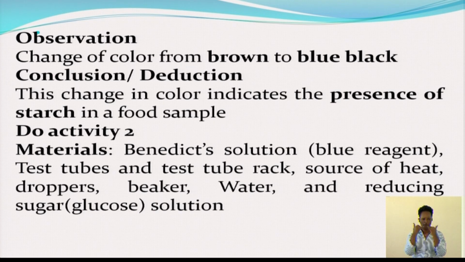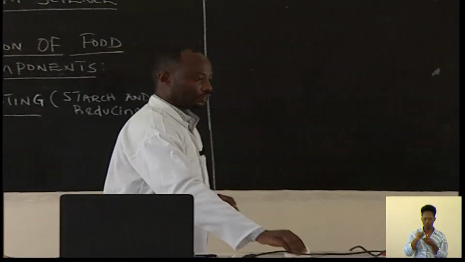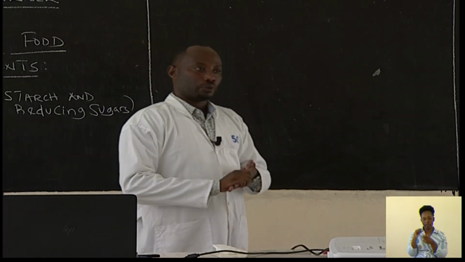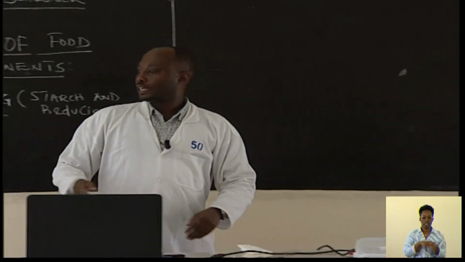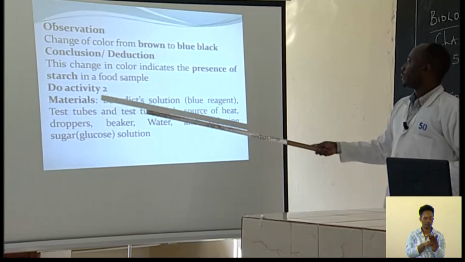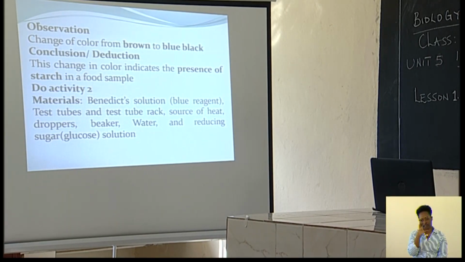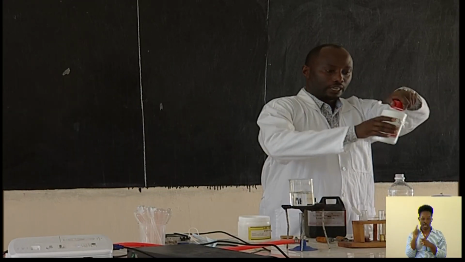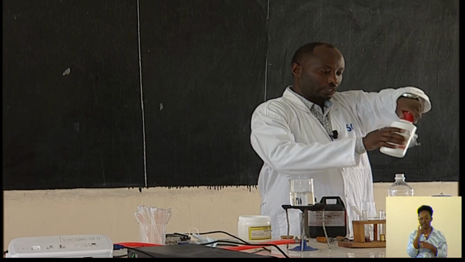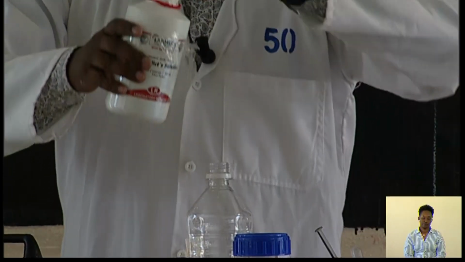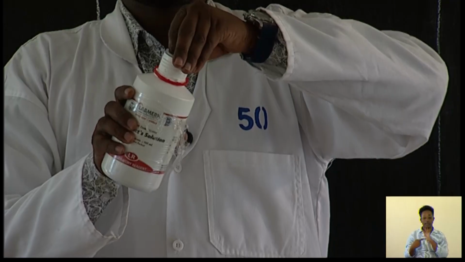Let's go to experiment number 2, testing of reducing sugars. In testing of reducing sugars, it is very simple. We use a solution which is called Benedict's solution. Students, if you don't know, Benedict's solution is blue in color. I'm going to show you the Benedict's solution. I'm going to use it to test the presence of reducing sugars.